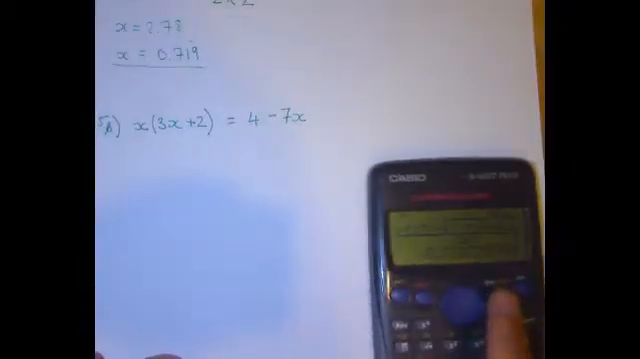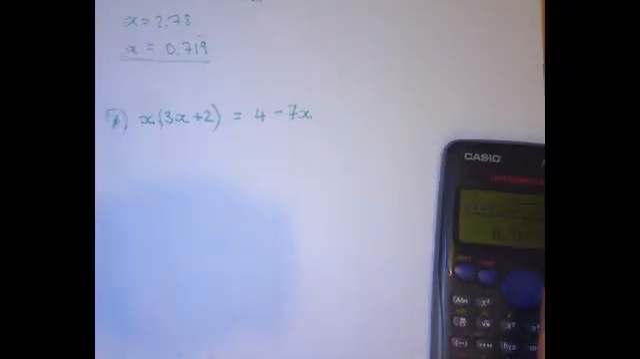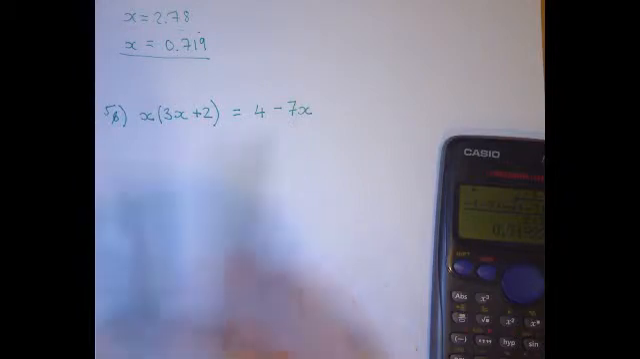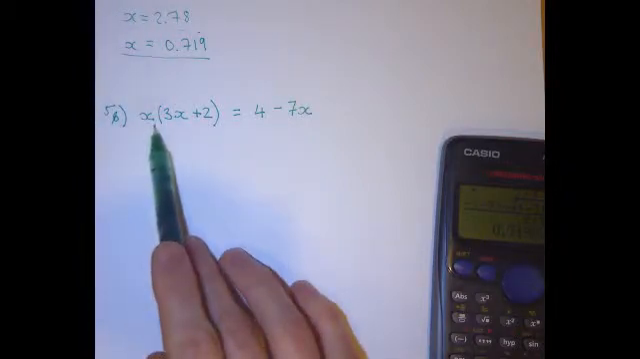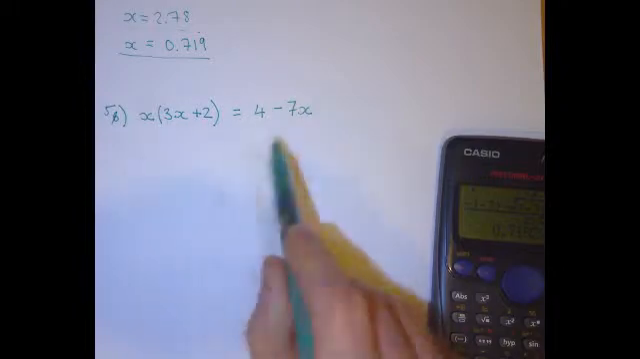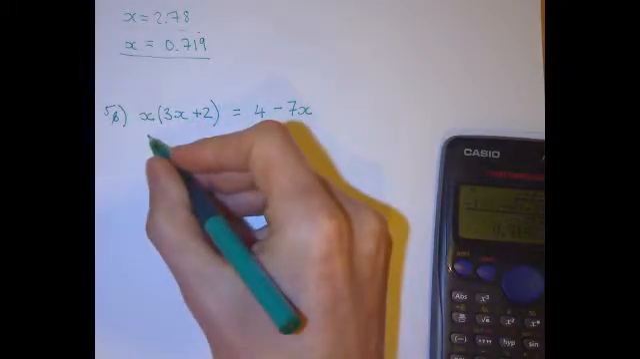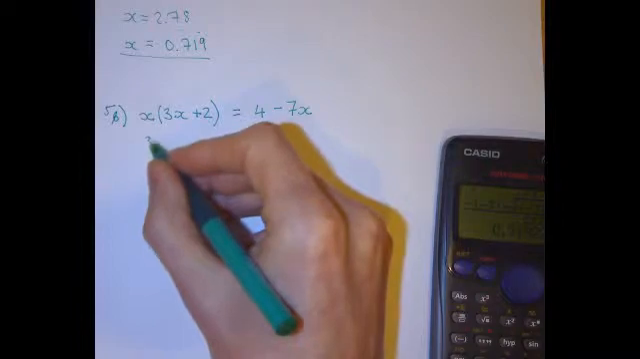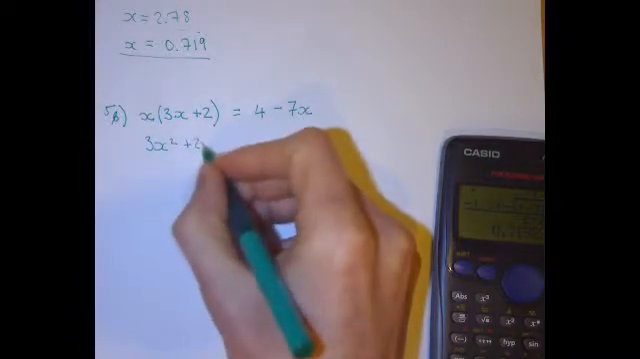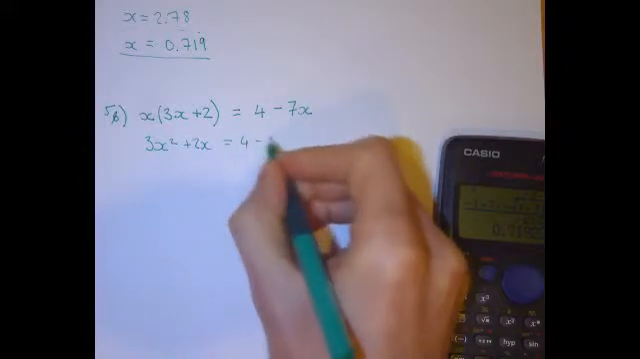Okay, the last question I'm going to show you. I've chosen this one because this really is quite a tricky one. It doesn't at first glance look like a quadratic equation. However, when you multiply that bracket, you're going to get an x squared. So my first step is to multiply the bracket on this side. X times 3x, 3x squared. X times 2 plus 2x equals 4 minus 7x.